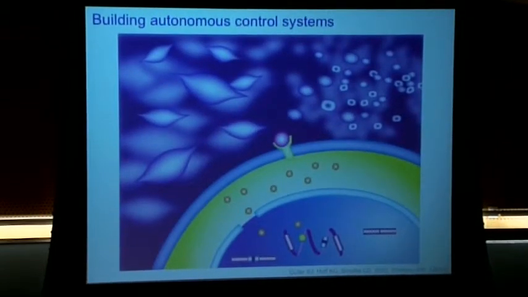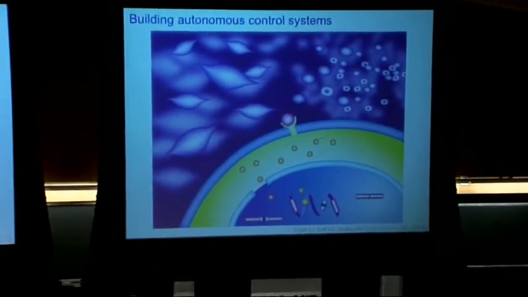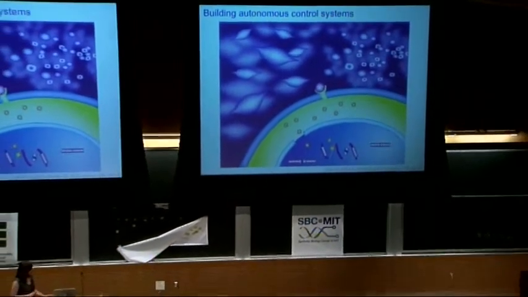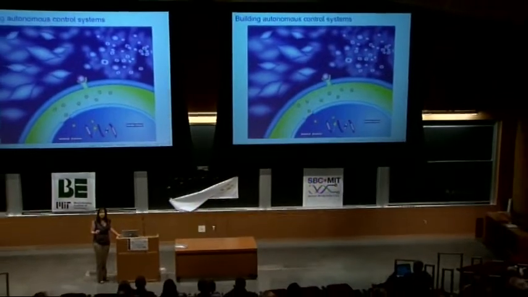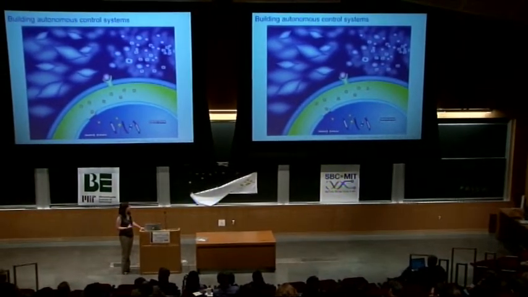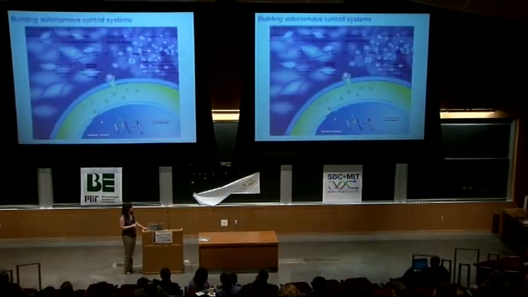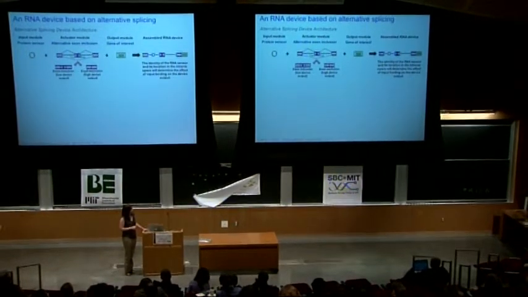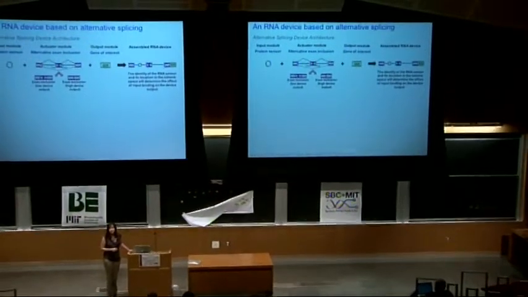Okay, and then I'm just going to quickly touch upon, in the last couple minutes, a slightly different system that looks at how you can adapt these types of systems to respond to endogenous markers to begin to build autonomous control systems. In particular, this was a system that we built based upon alternative splicing.